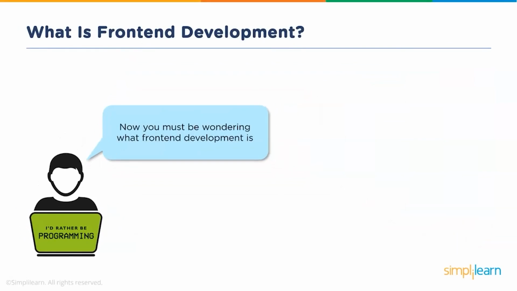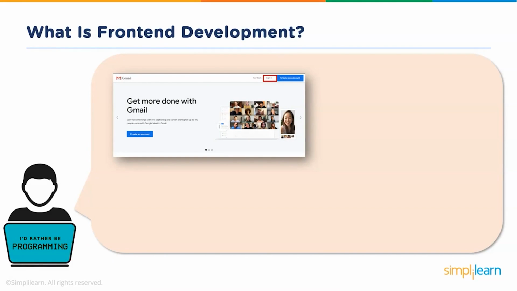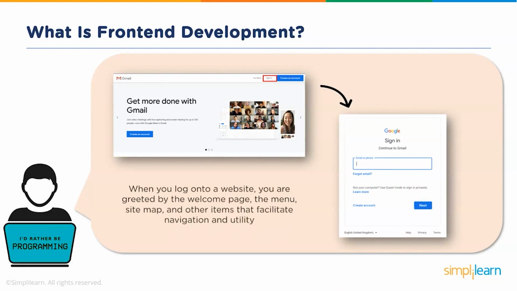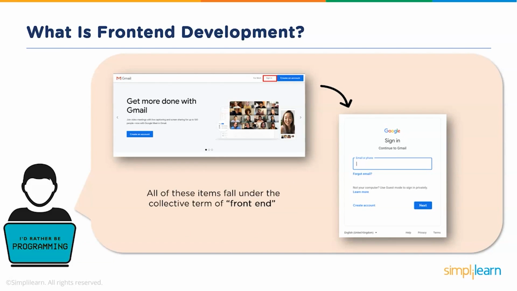So now what exactly is front end? Every time you open a website, it has several UI components. And once you click on a particular icon, say sign in in this case, you get navigated to the sign in or the login page, right? So all of these items facilitate navigation and utility. These are collectively called the front end. So the front end is the visible part of the website or the web application which is responsible for user experience. The user directly interacts with the front end portion of the website or the web application.